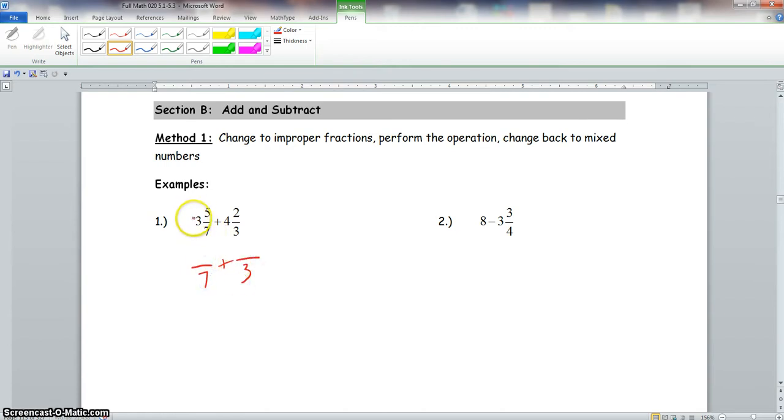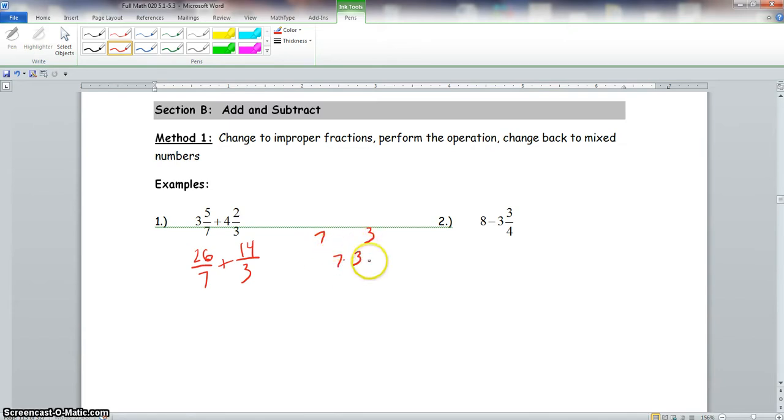And now we get our numerators. 3 times 7 is 21, plus 5 is 26. Here we have 4 times 3 is 12, plus 2 is 14. Now, since we have denominators that are not the same, we need to find their prime factorization to get the least common denominator. So the denominators are 7 and 3, and both of these are prime.